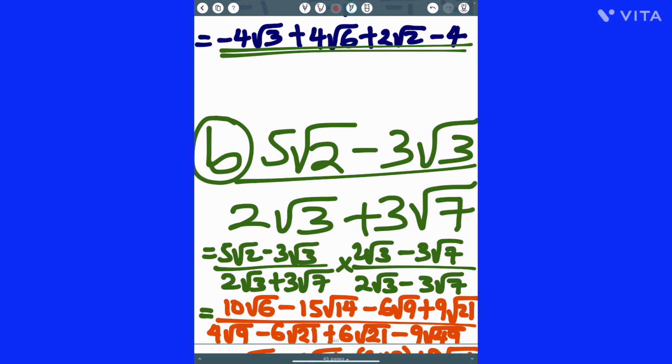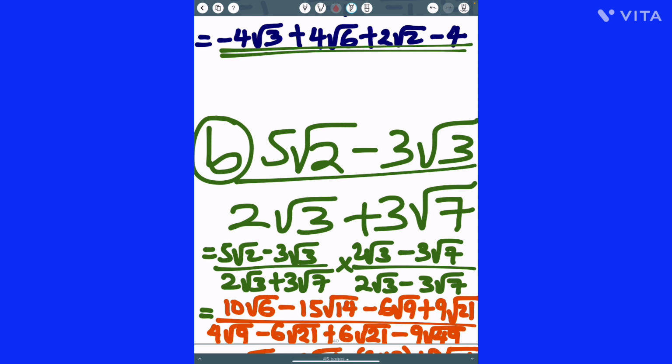I'm not going to write all my steps here. I'll take it one by one. 5 root 2 times 2 root 3 will give me 10 root 6. Also, 5 root 2 times minus 3 root 7 will give me what? Minus 15 root 14. You know, 5 times minus 3 gives minus 15. Then root 2 times root 7 gives root 14.